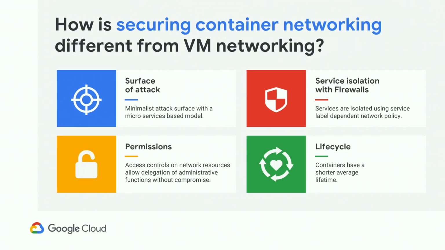Service isolation. Containers and orchestrators like Kubernetes have some built-in ways for you to isolate your different services and resources, including storage, permissioning, networking, et cetera. One of those things is firewalls and network policies. Kubernetes has built-in concepts to let you have isolation with firewalls between different containers in your network. Permissioning. Access control on network resources and other resources allow delegation of administrative functions without having potential compromise or other issues. So you can have a separation of duties between who sets up your containers and your networking versus who has to use those containers and that networking.